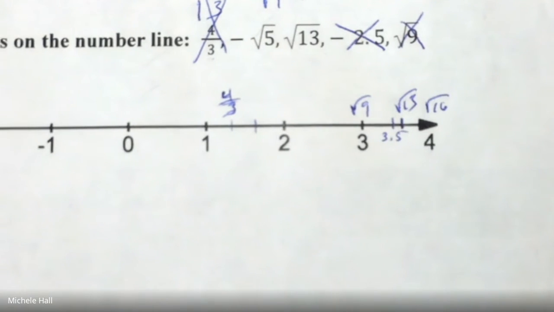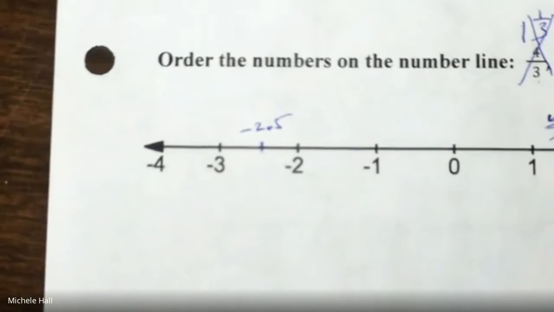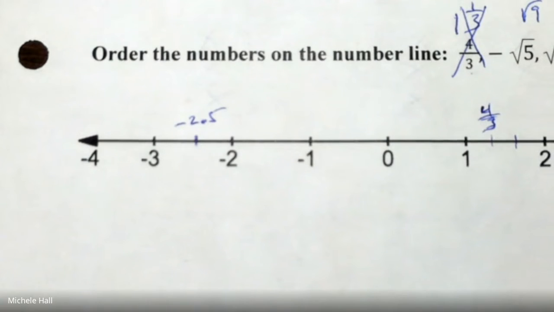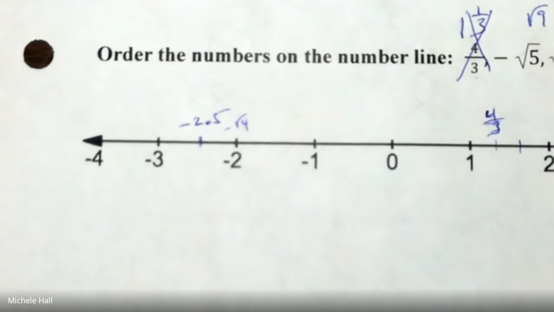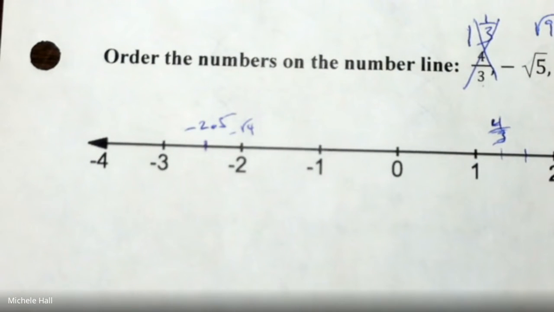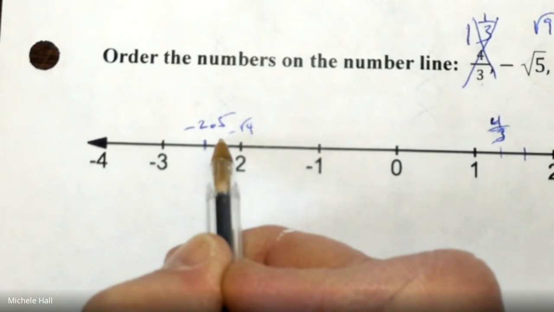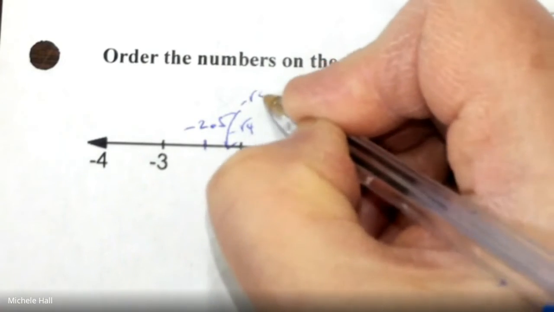And then we have the negative square root of 5. I'm going to be over here then, on the negative side. So what is a perfect square near the square root of 5? The negative square root of 4, which would be negative 2. So I'm not even going to look for the other one, because the negative square root of 4 is right near 5. The question is, is the negative square root of 5 before it or after it? It's after it. So I'm going to just draw a little arrow right here and put the negative square root of 5.